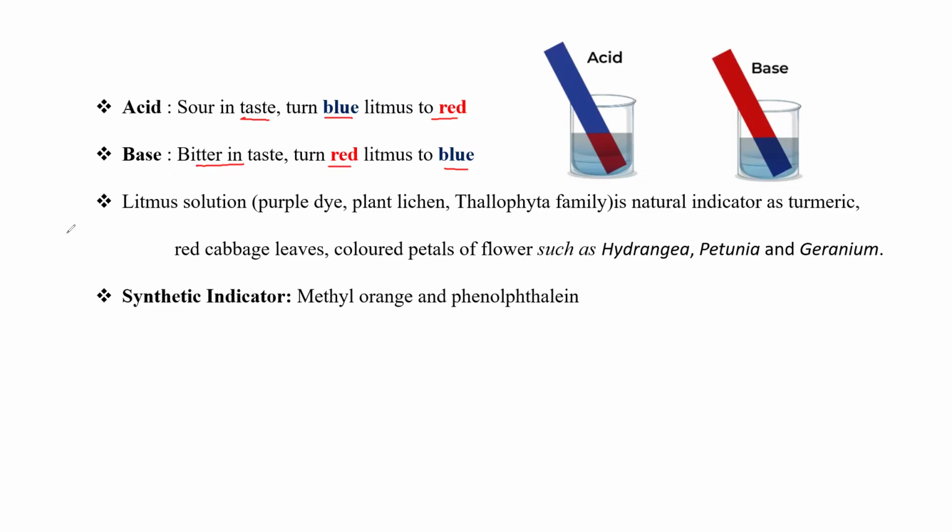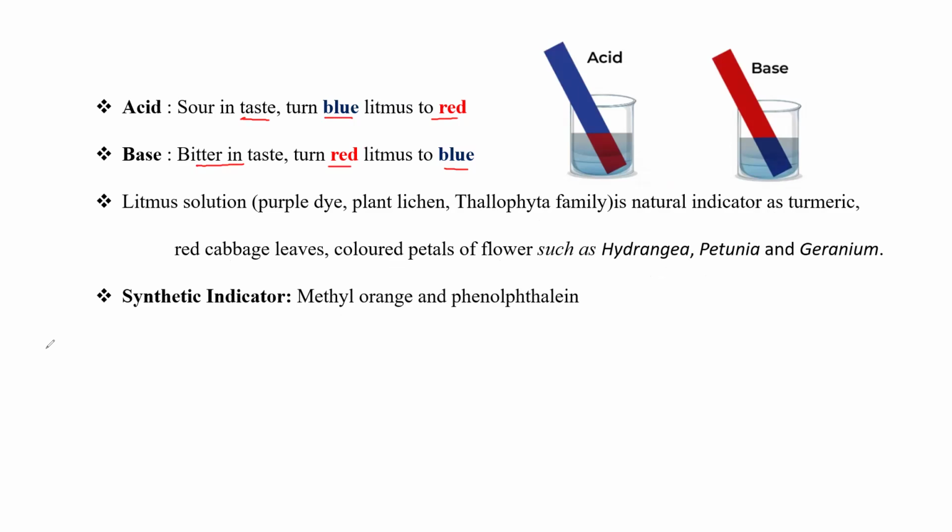We have various indicators available in nature. What is the litmus solution? It is a purple dye obtained from the plant lichen, from the Thallophyta family. Natural indicators include turmeric, red cabbage leaves, and colored petals of flowers such as hydrangea, petunia, and geranium. Apart from this, we have synthetic indicators like methyl orange and phenolphthalein. These two are the synthetic indicators.